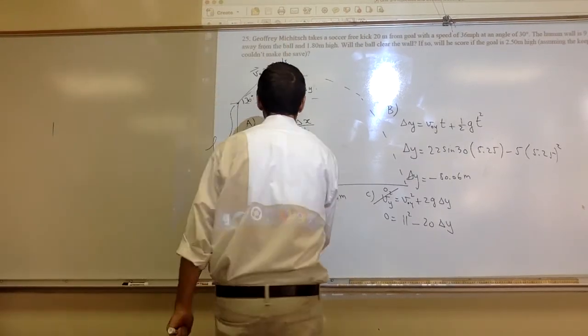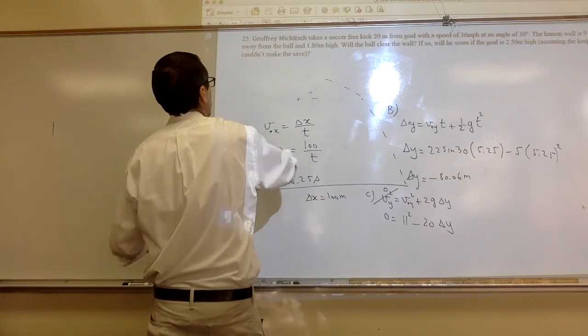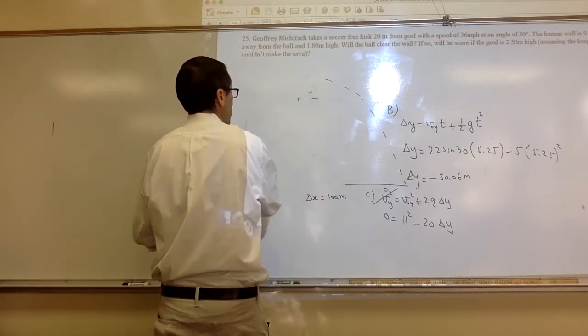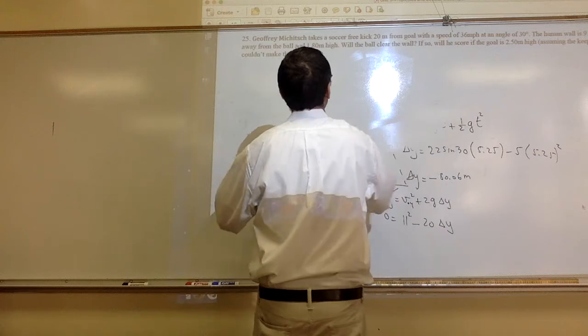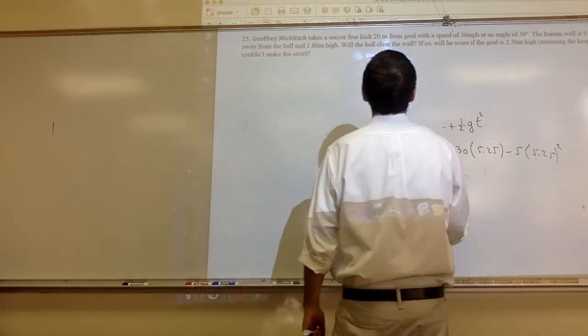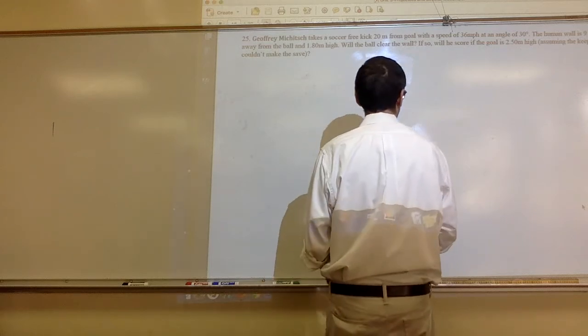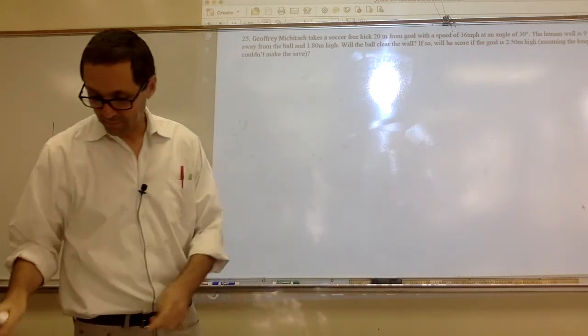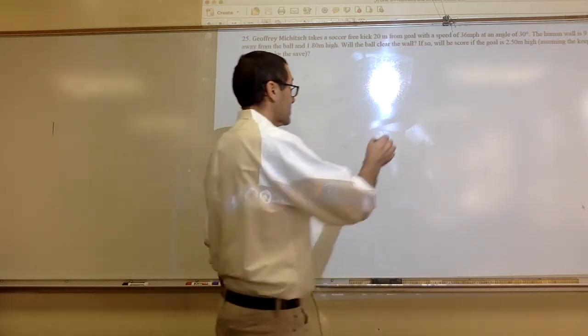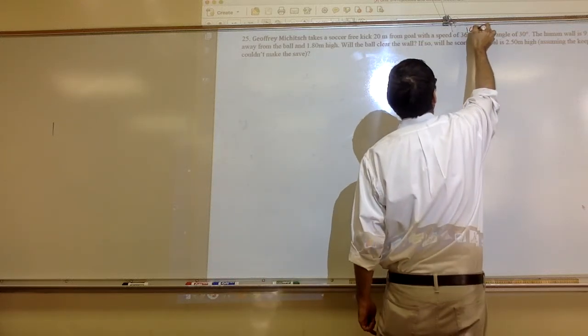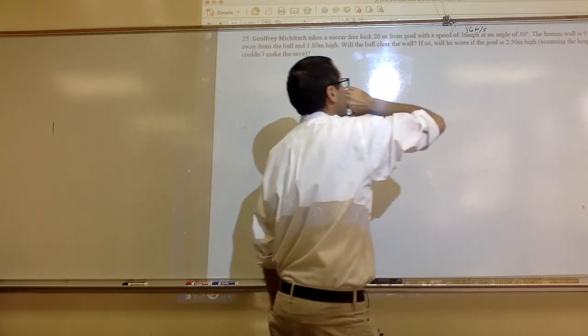All right. Jeff Mittich, this is one of our soccer players, takes a soccer free kick 20 meters from goal with a speed of 36 miles per hour. So we have to figure out what 36 miles per hour is. 36 miles per hour is about 16 meters per second.